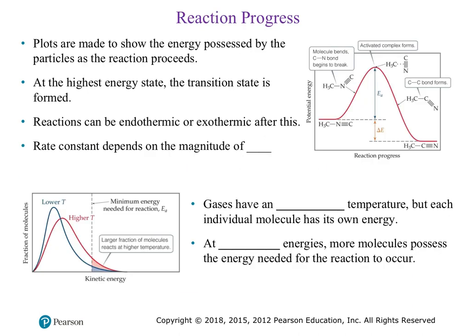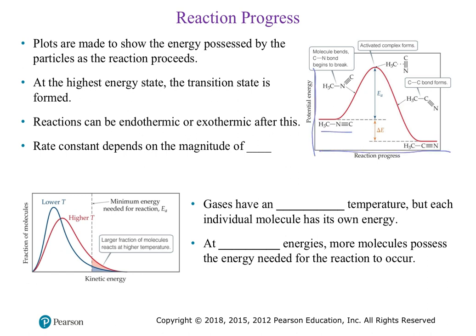There are plots that can be made that show us visually what's happening within a reaction. What's actually really cool is these were developed by Henry Eyring. The chemistry department at the U is named after Henry Eyring because he worked here and he helped to develop this transition state theory. So basically what we have here is potential energy versus reaction progress.